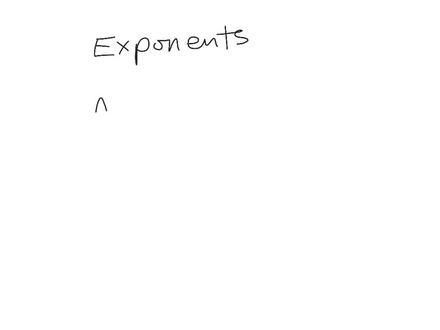We can multiply exponents. So we could multiply x squared times x cubed. And you can see that they have the same base x, and each of them has a different exponent. One is 2 and one is 3. So when we're multiplying them together, as long as they have the same base, we can add the exponents together. 2 plus 3 equals 5, and that multiplication would result in a product of x to the 5th.